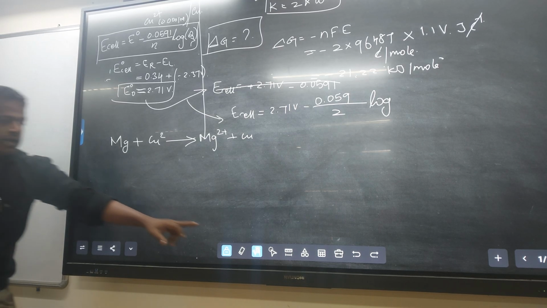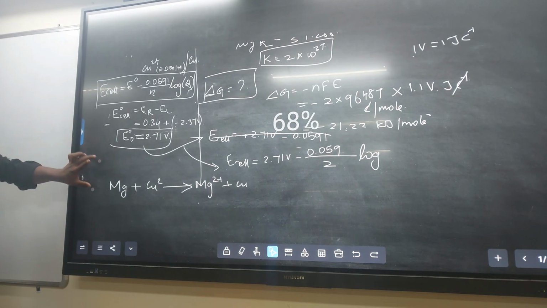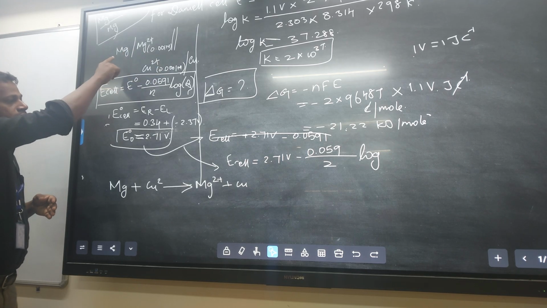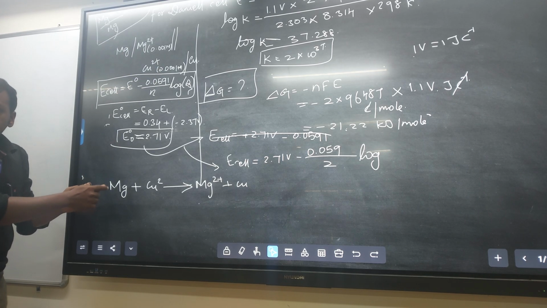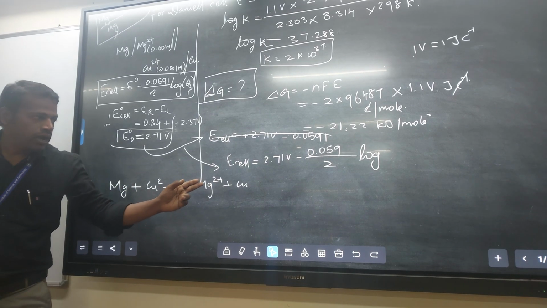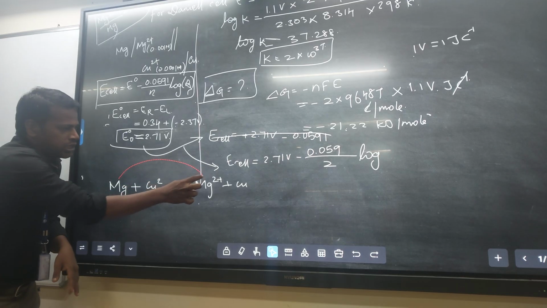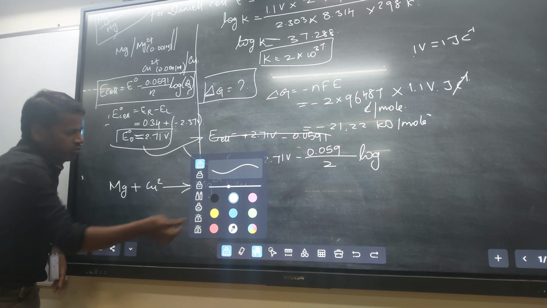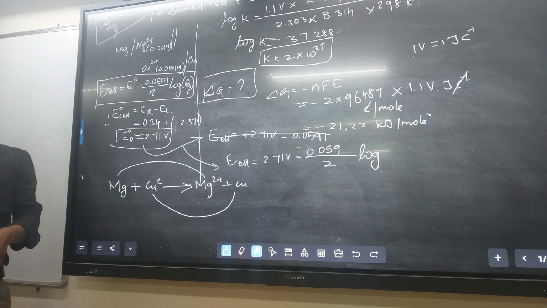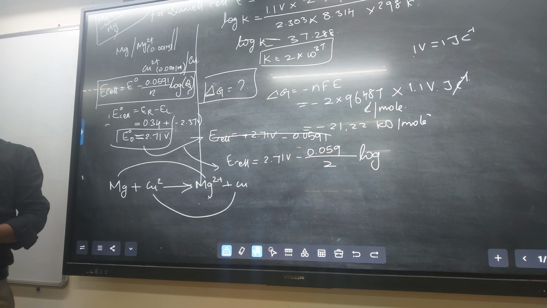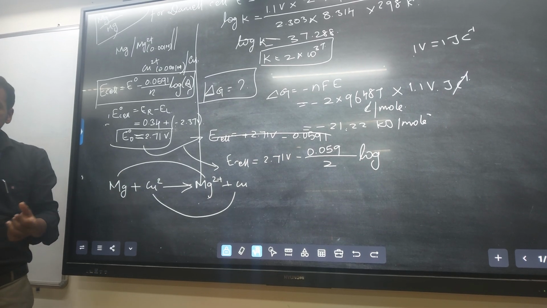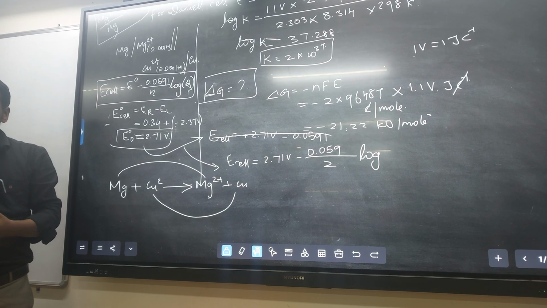That is the cell representation, right side, left side. But the cell reaction is magnesium and copper 2 plus. Magnesium donates 2 electrons to the copper, copper is reduced and magnesium is oxidized. So this is the oxidation, and this is the reduction. Here the product is magnesium 2 plus, and the reactant is copper 2 plus. You got it?